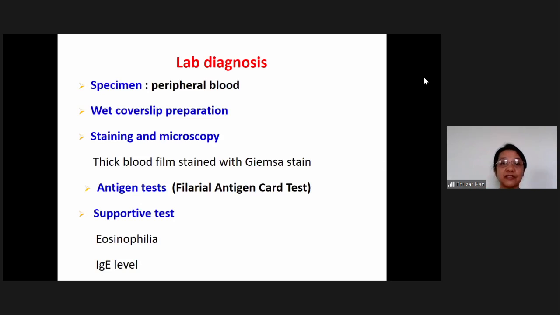For staining purposes, you can make a blood film, like for the malaria parasite, and then stain with Giemsa stain so that you can find the microfilaria as snake-like structures. This one is for the detection of the organisms. You can also detect the antigen with the filaria antigen rapid test, very easy to perform. Just take a sample of blood and put it on the card.